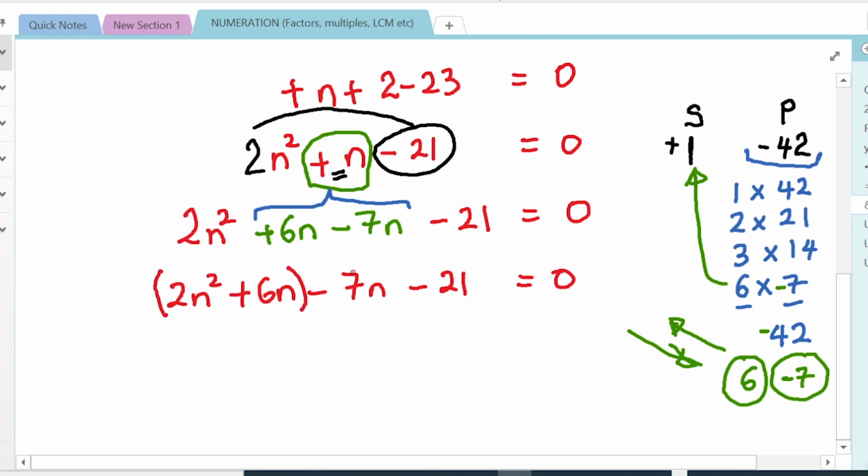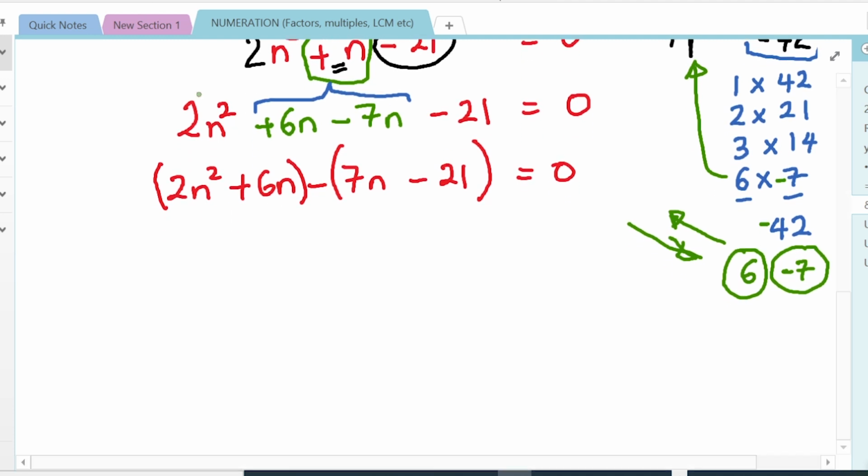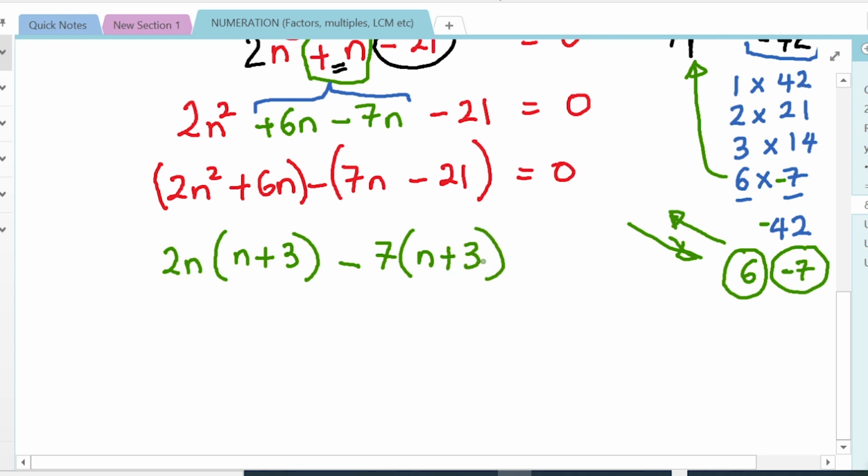So we bracket them off like that. We find the common factor here, factorization. When you factorize, the common factor here is 2n, so put 2n outside the brackets, into n plus 3, minus the common factor here, 7, into n plus 3. That is going to be equal to 0.